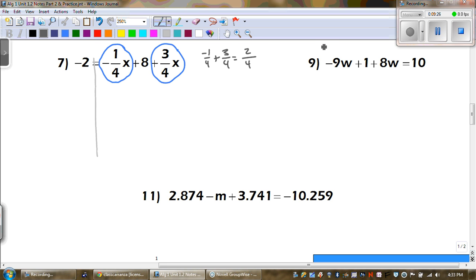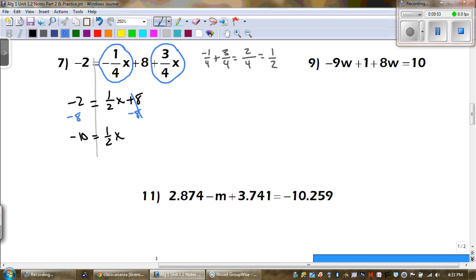Now, can we reduce that fraction? Yes, we can, and that reduces to 1/2. So we have negative 2 equaling 1/2 x plus 8. Okay, now it's just like any other problem. We subtract 8 from both sides, and we get negative 10 equals 1/2 x.